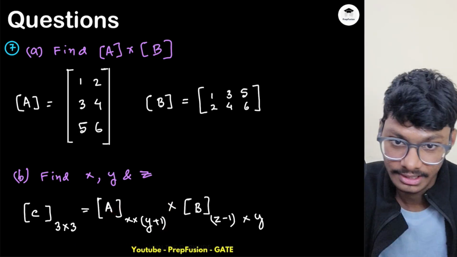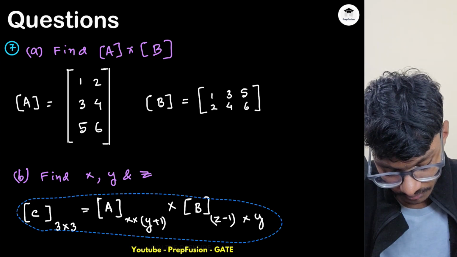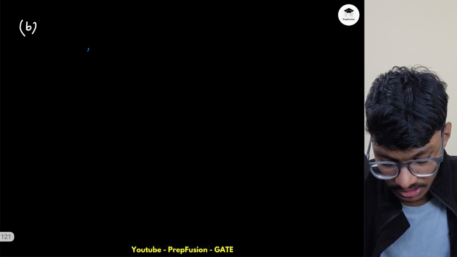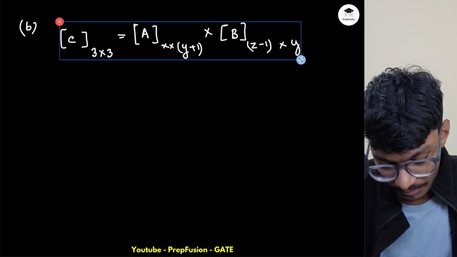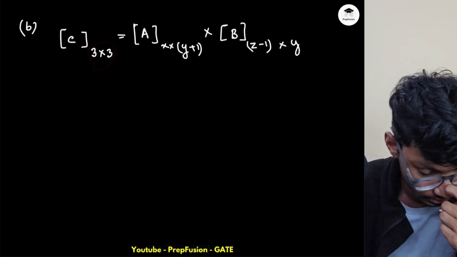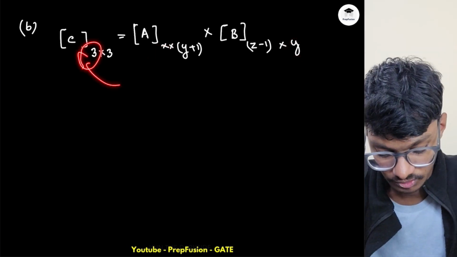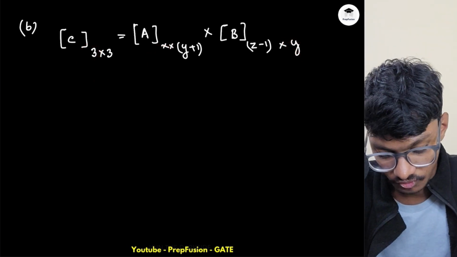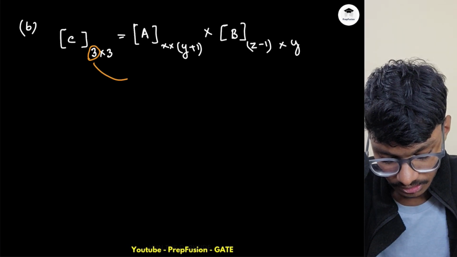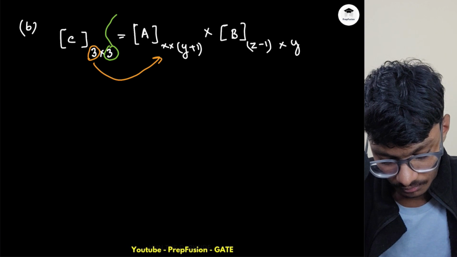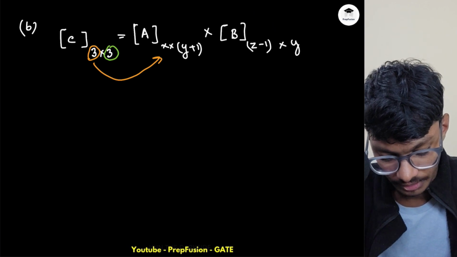You can directly observe from here what X, Y, and Z can be. They have told us that the resultant matrix C is 3 cross 3. So the outer numbers will be 3 and 3. This will be X and this will be Y. So from here you can directly understand that this will be X and this will be Y.